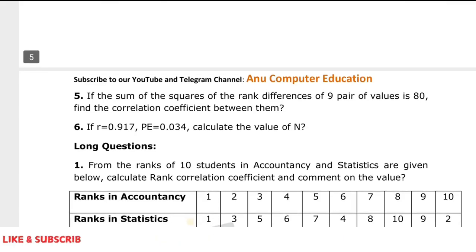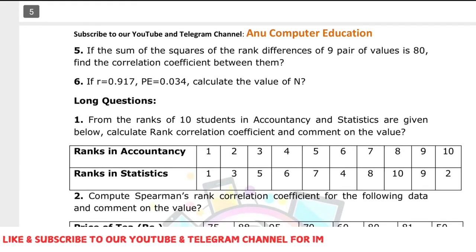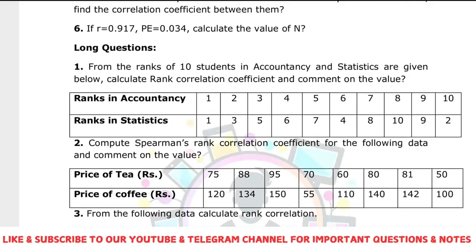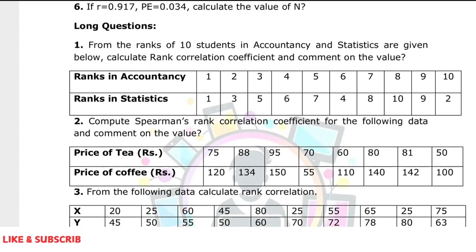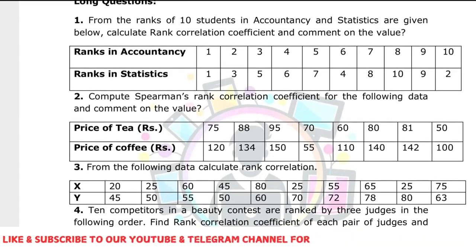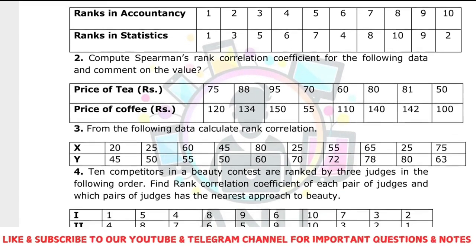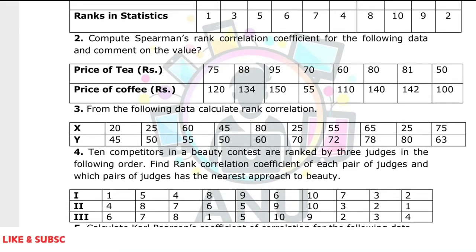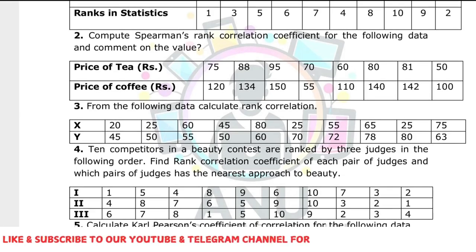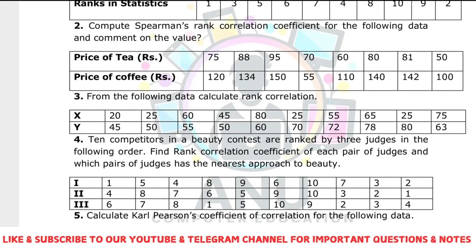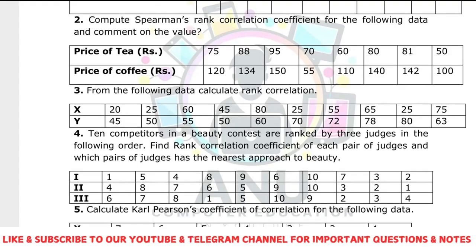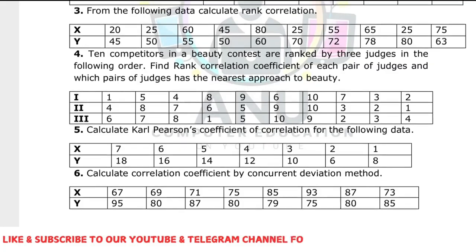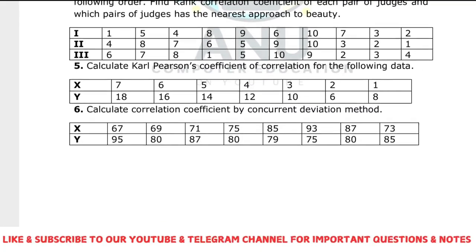Okay, and the first long answer question is marks in accountancy and marks in statistics. Okay, Spearman rank correlation: the ranks are given, the ranks are not given, and repeated marks. So 3 models I have covered. So try to practice these 3 models. Then judge 1, judge 2, judge 3: you have to find the difference between R1 and R2, between R2 and R3, and between R1 and R3. So the one whose value is lowest, that person is the nearest approach in the beauty competition. So this we have to do, and Karl Pearson coefficient of correlation, and the last one concurrent deviation. So these are the very important problems.